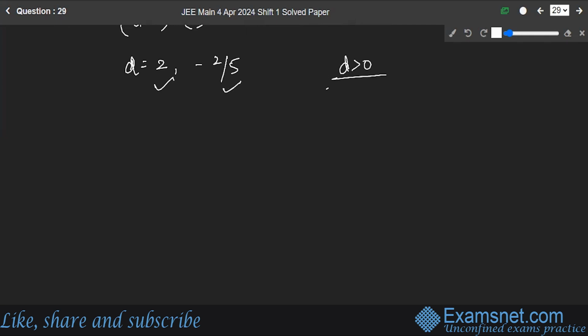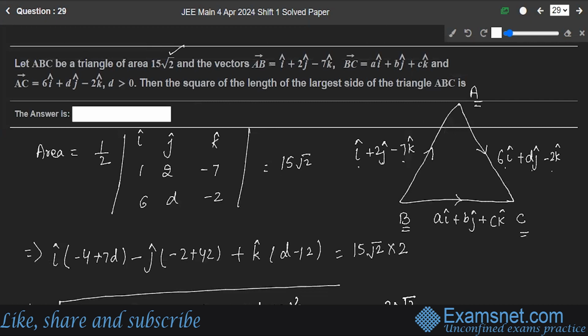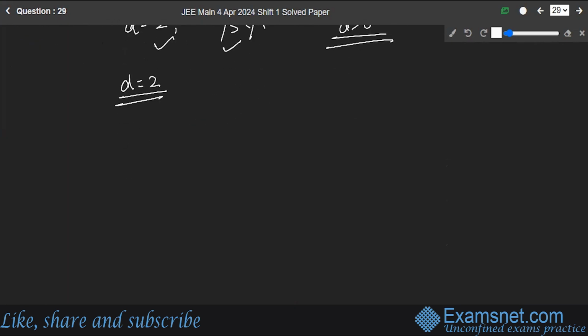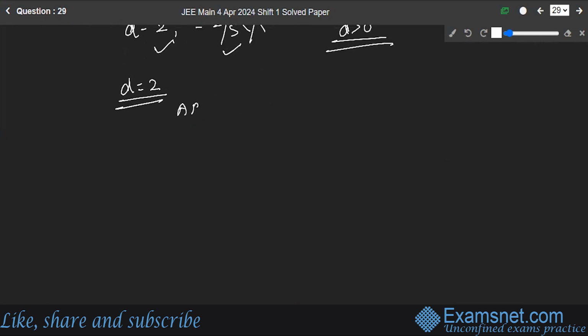In the question, you are given d is greater than 0. So this value is not possible. That means your d is equal to 2. Okay, now let's apply the addition of the vectors over here. See, in this case, look at this. This is AB, AC. So you have AB vector plus BC vector is equal to AC vector.